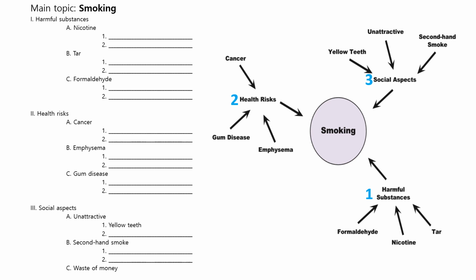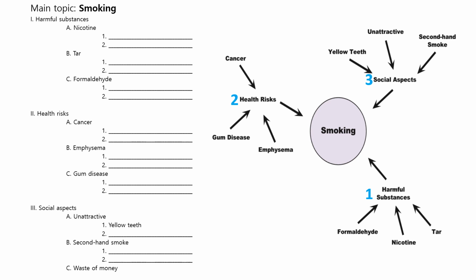Now let's go ahead and look at II. II talks about health risks: cancer, emphysema, gum disease. And then let's look at III, the social aspects. Now here we have unattractive, secondhand smoke, waste of money. But if we look back at our mind map, as social aspects, it was yellow teeth, unattractive, secondhand smoke.